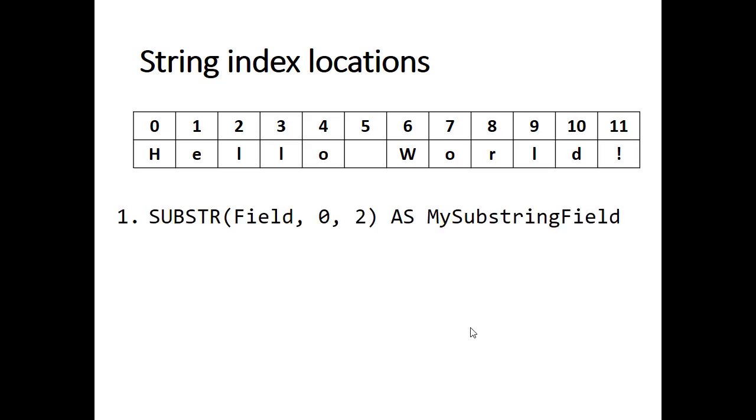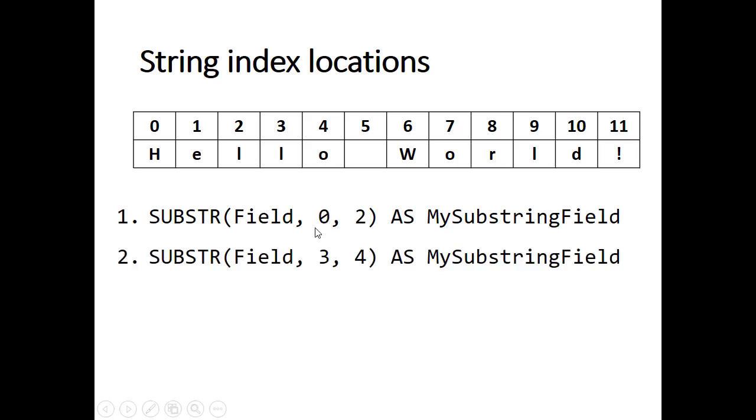So let's look at some examples. What if we wanted the substring of this Hello World field, 0, 2? So 0 means where do we start? We're going to start here at this H. 2 means how many characters? H-E, 2 characters. If I wanted capital H, lowercase e, this is how I would get it.